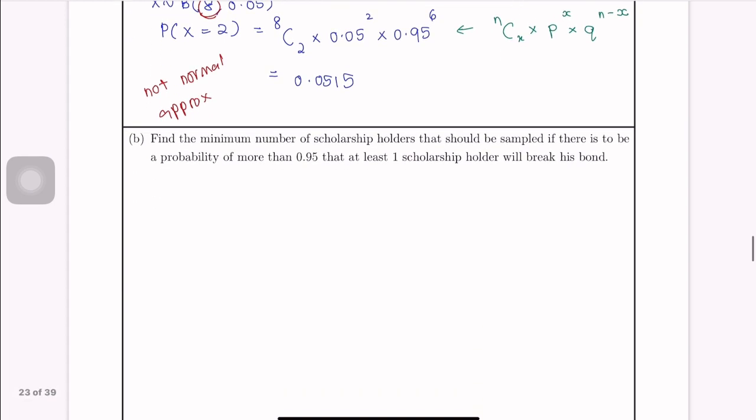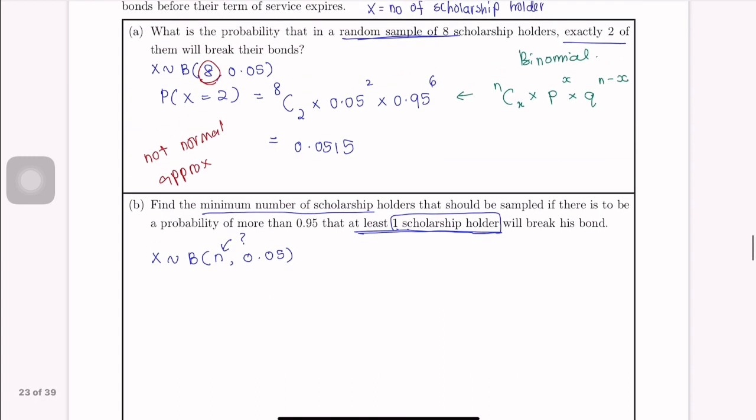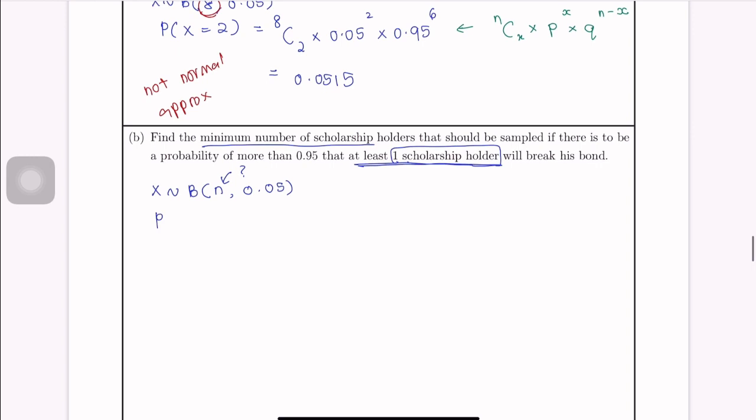Question B. Find the minimum number of scholarship holders that should be sampled if there is to be a probability of more than 0.95 that at least one scholarship holder will break their bond. So, minimum number of scholarship holders, that means n. We don't have n, and this is what we need to find. And the probability is still the same, because for binomial, the probability is just the same. Okay, at least one scholarship holder. So this one is X, as we have defined, X is the number of scholarship holders. So, probability X at least 1. What is the probability? This 0.95 is the probability. Probability more than 0.95.